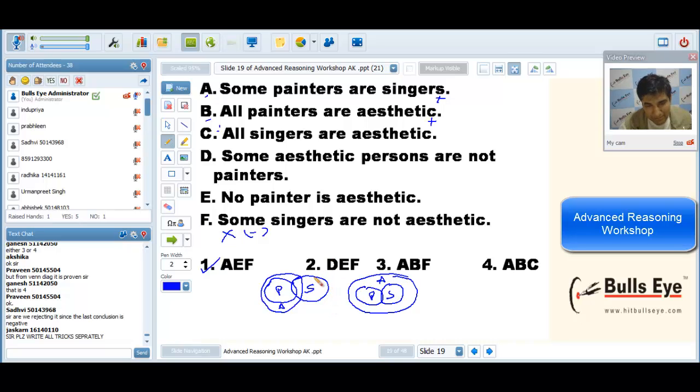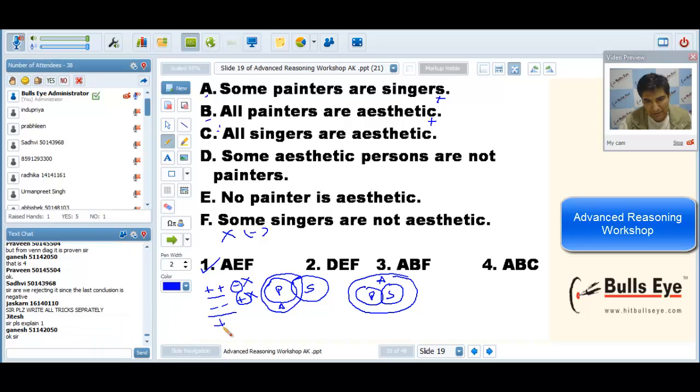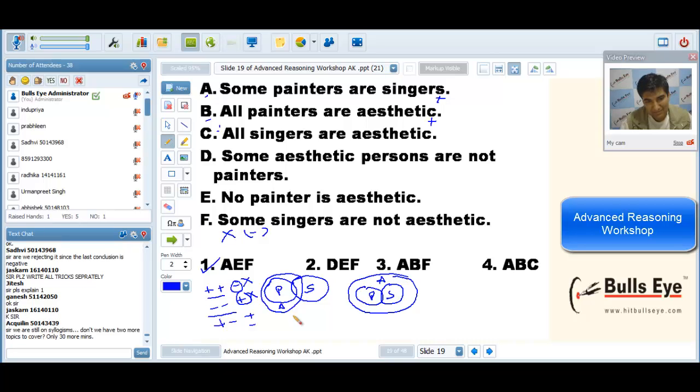Jaskaran, there are no tricks practically. The only concept is if there are two positive statements, negative cannot be there. Likewise, if two statements are negative, positive cannot be there. That is it. But if a positive negative pair is there, you could have a positive conclusion or a negative conclusion. People, can we move on to the next question now?